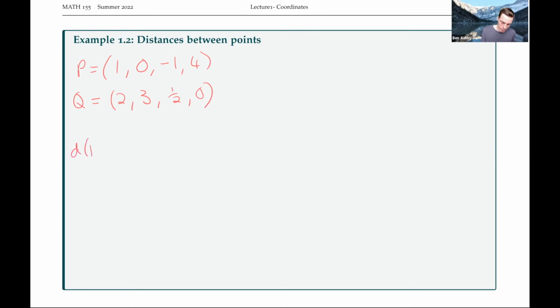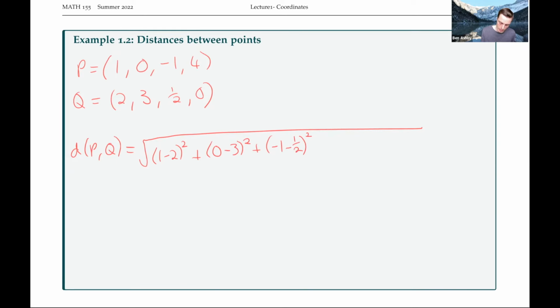Then the distance between P and Q is just going to equal, well, we're going to take the square root, and I'm going to take the difference of each component and square it. So we start off with 1 minus 2 and square that, then add 0 minus 3, square that, add minus 1 minus a half, and square that, and add 4 minus 0, square that. I'll leave you to do the sum if you want to, but that's essentially how we work out the distance between any 2 points. And this applies in any number of dimensions for Rn.